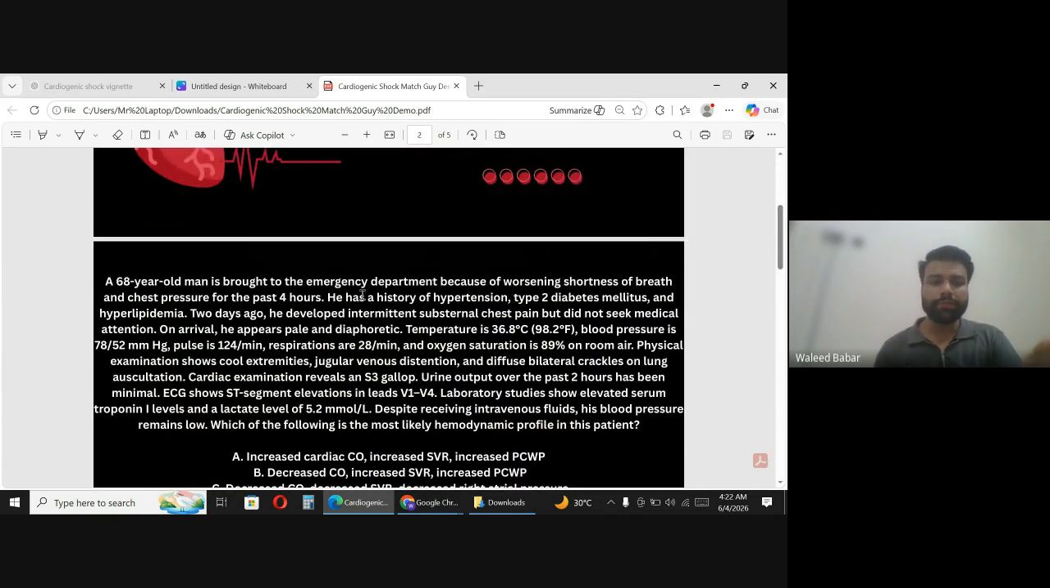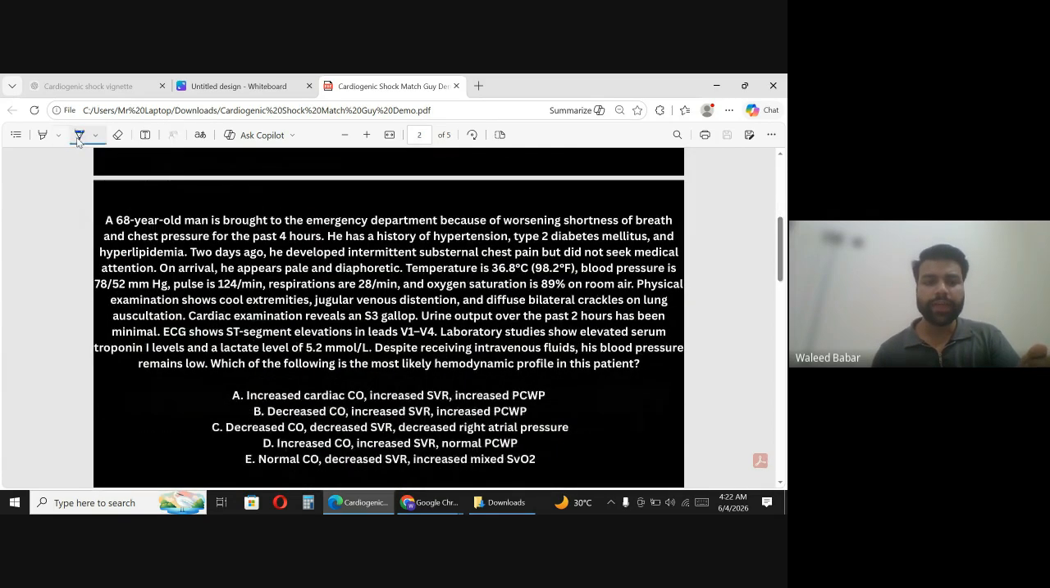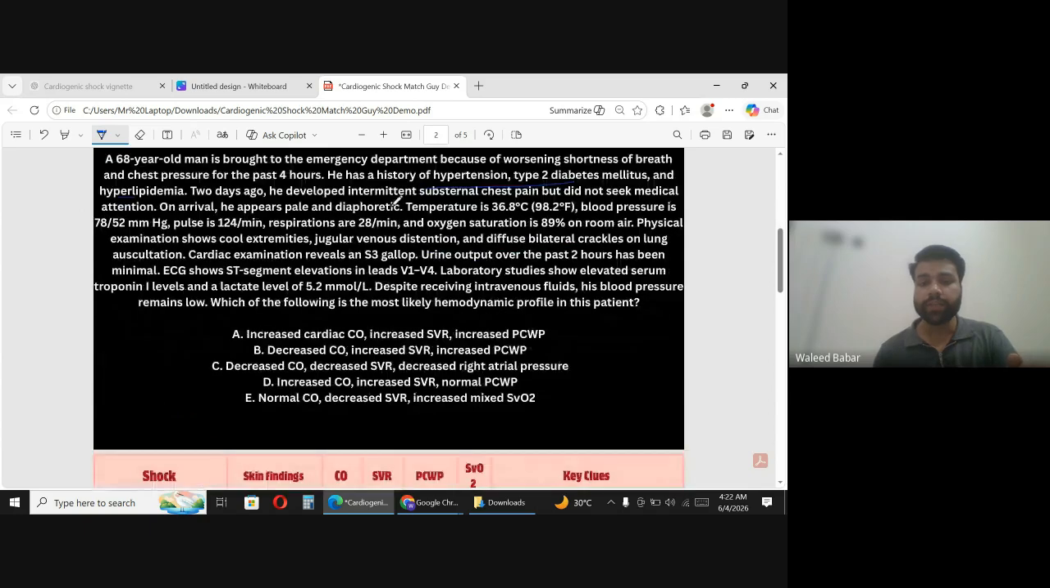So we have a 68-year-old man who is brought to the emergency department. He has some risk factors like hypertension, type 2 diabetes, and hyperlipidemia. He also has a history of chest pain that can be due to angina. The patient is pale and diaphoretic. The blood pressure is very low. Patient is tachycardic, and oxygen saturation is low.